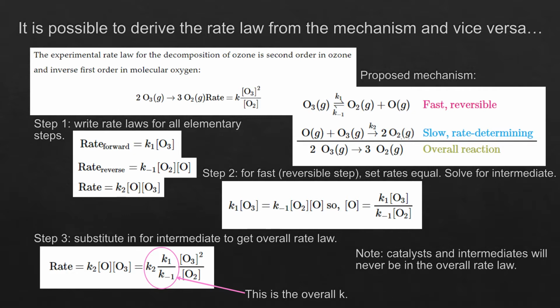The key is to remember that the fast step is reversible and therefore has 2 equations, or elementary step rate laws, which can be written. Set them equal to each other, and then solve for the intermediate. Substitute the obtained value of the intermediate into the slow elementary step rate law, and voila! You have the overall rate law. The rate constants k are combined into one value to become the overall k, which is determined by experimentation.